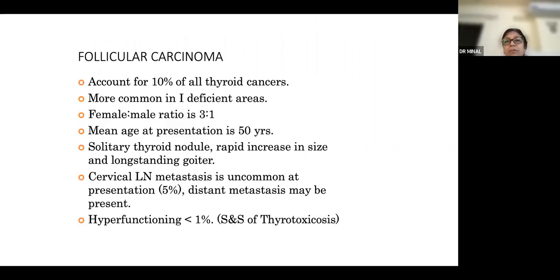So it is lesser in prevalence. It is only 10% of the cases. More common in iodine deficient areas. Again, women are more affected. This is a carcinoma which will present at a later age, that is after 50. Solitary thyroid nodule, which is rapidly increasing in size. And there is a long-standing goiter with cervical lymphadenopathy, which is uncommon at presentation, but distant mets may be present. Very rarely it can be a hyperfunctioning nodule also.